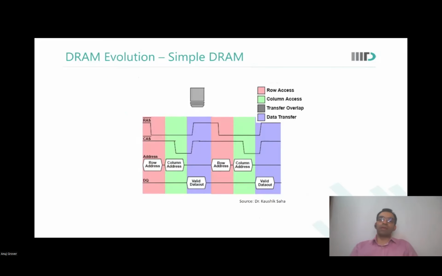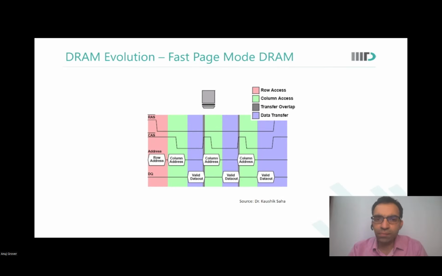So that was one aspect. Another set of innovations happened. So this was, let us say, simple DRAM. You would send the row address and column address. There will be valid output for some time, and then you would reset the memory, and then you would send the next row address, the next column address, and so on. This is the simple DRAM.